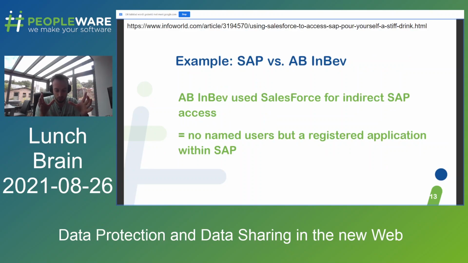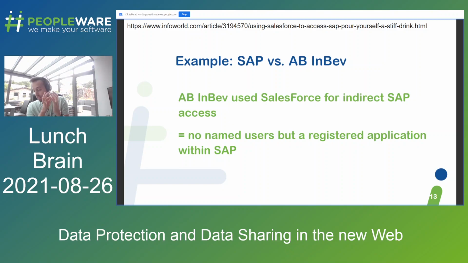So the data is stored on the internet for personal data, which means that you are not the owner of the data. I have an article with me. There is a court case between SAP and AB InBev. AB InBev is a Belgian brewery, an international company now. And they were using Salesforce for indirect SAP access. This means that they were using a service or an application registration within SAP to access the data.